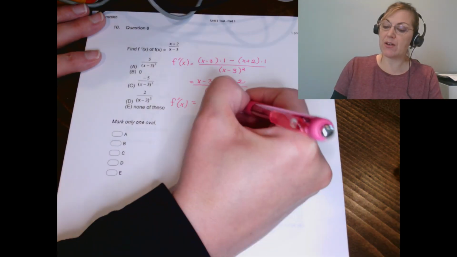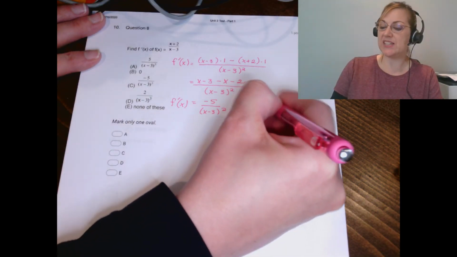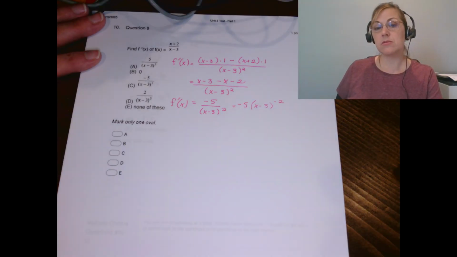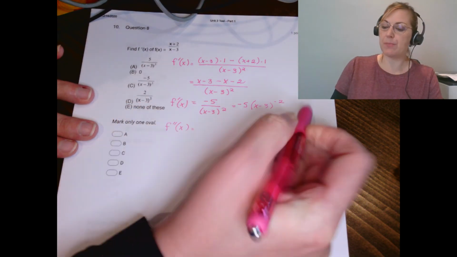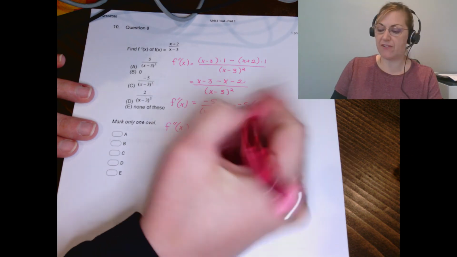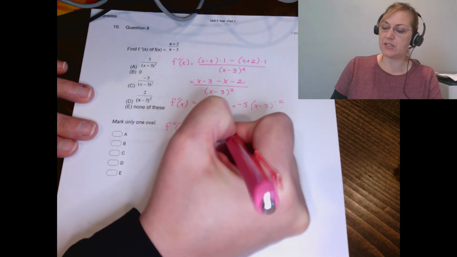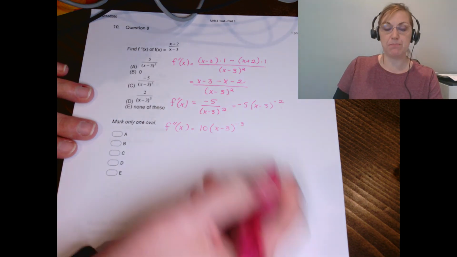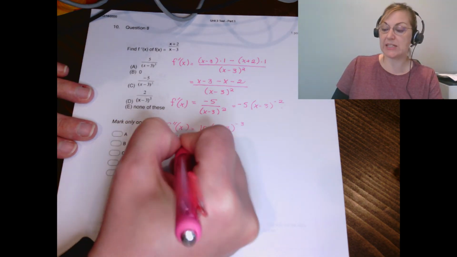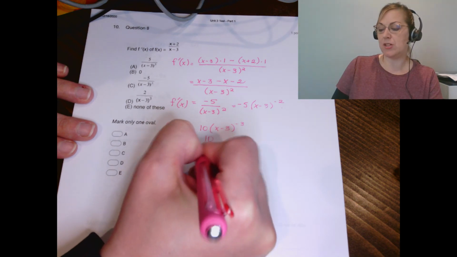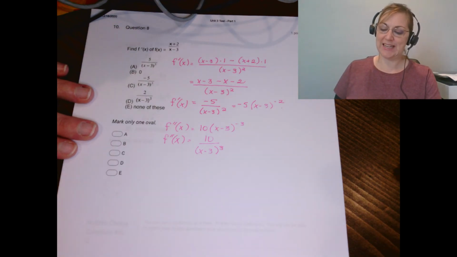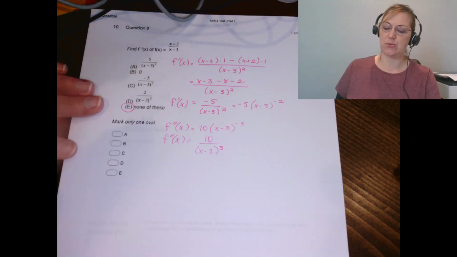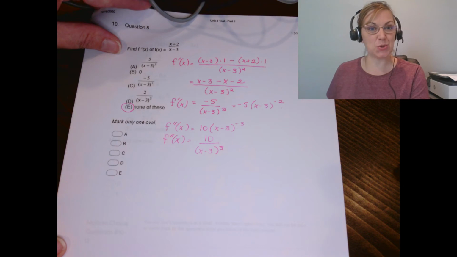Now, you might even go further and write that as negative 5 (x minus 3) to the negative 2. Now, let's do the second derivative. Chain rule. So you're going to bring the negative 2 in front to multiply by the negative 5. That gives you 10 (x minus 3) to the negative third. And then be sure to write that back with a positive exponent by moving that (x minus 3) to the negative third down to the bottom. You can see how then none of these were the answer choice, right? And that's why you had to choose E. Tricky, tricky, tricky.